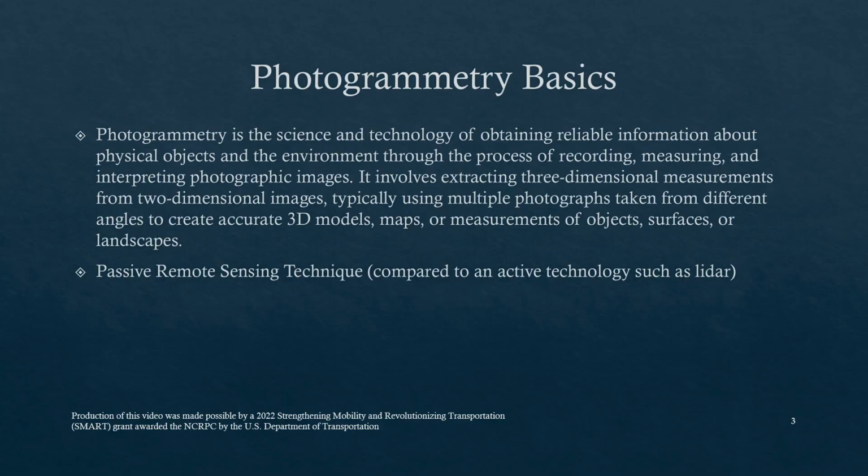photogrammetry is essentially using 2D images to then create measurable 3D models and maps. So it's this method of using software and using multiple angles of 2D images to create these geospatial products. Photogrammetry is helpful in that it is a passive remote sensing technique. So it's using ambient light to capture the data around you as opposed to an active technology like LiDAR.